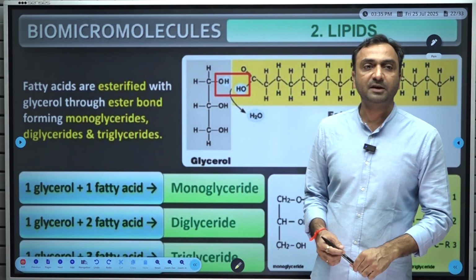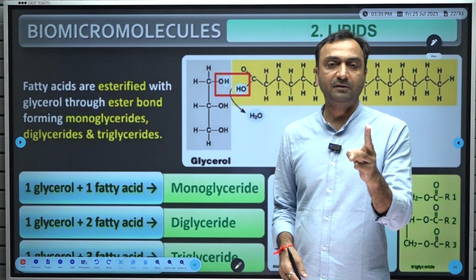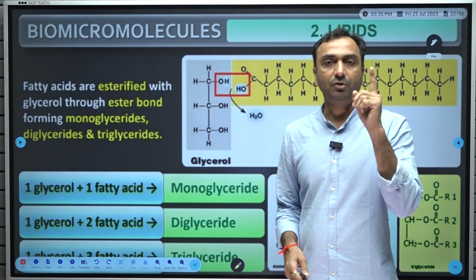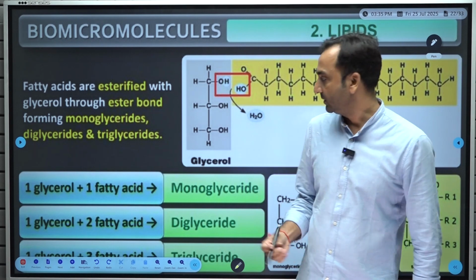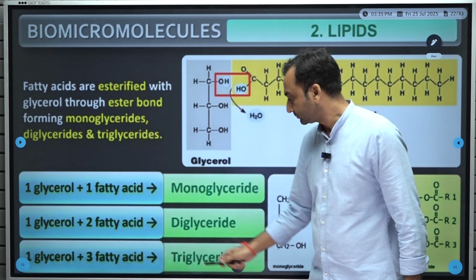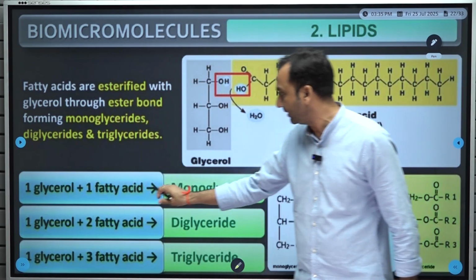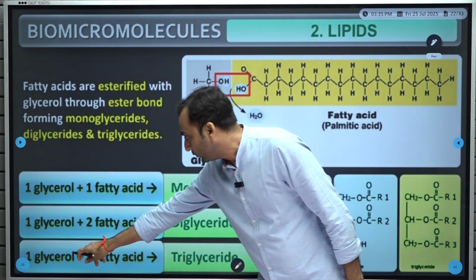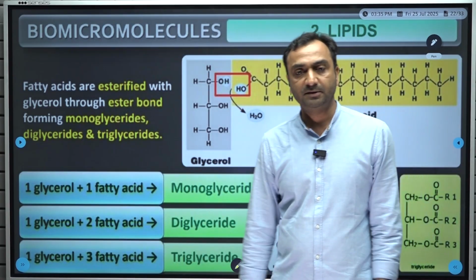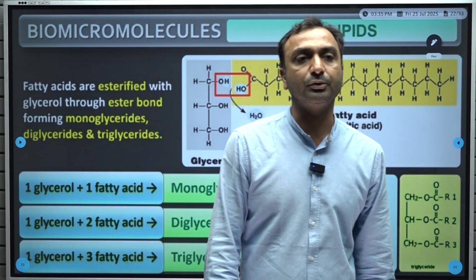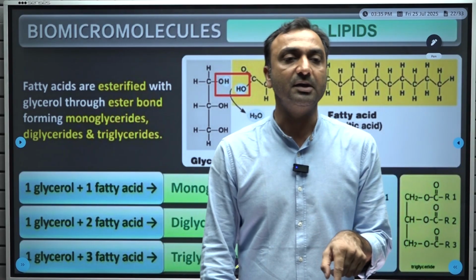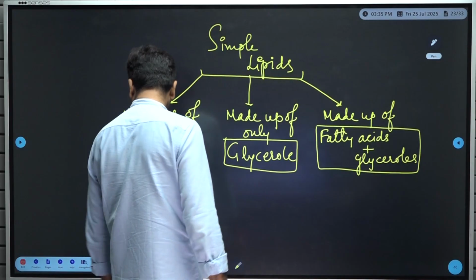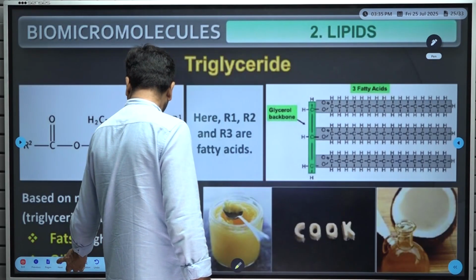So monoglyceride has one glycerol, one fatty acid. Diglyceride, one glycerol, two fatty acids. Triglyceride, one glycerol, three fatty acids. It is written here, right? Say for example, one glycerol, one fatty acid, monoglyceride. One glycerol, two fatty acids, diglyceride. One glycerol, three fatty acids, triglycerides. So that way you are supposed to remember this as well. The chemical bond formed here is the ester bond, and the process to remember is the esterification process.